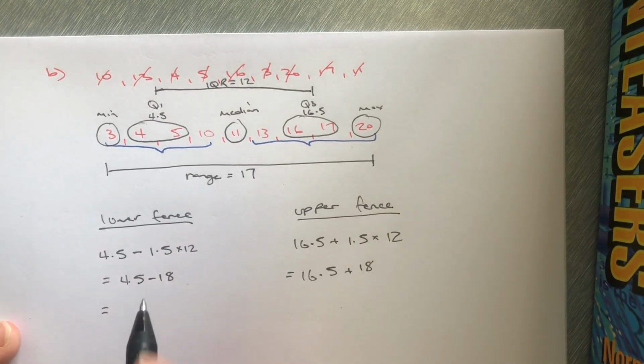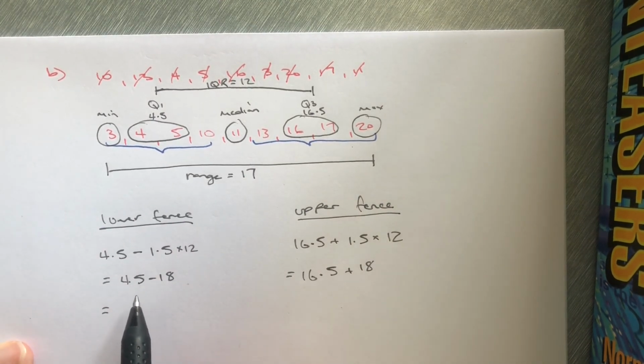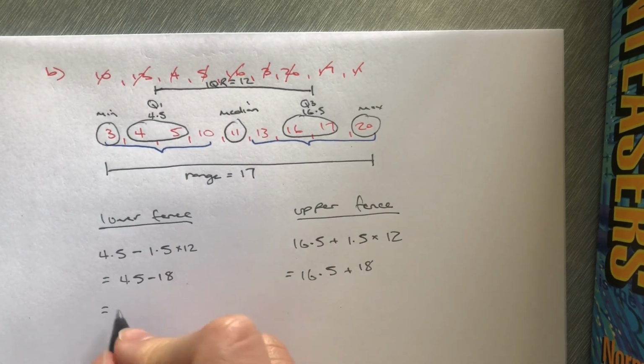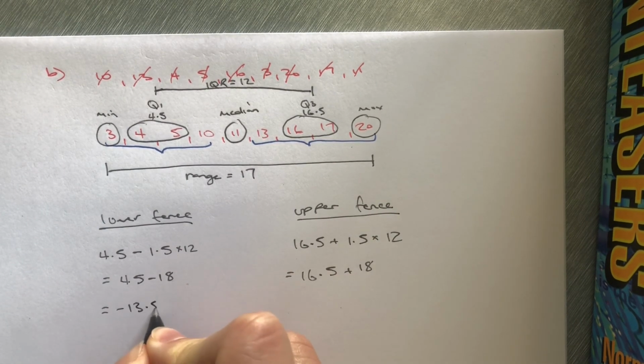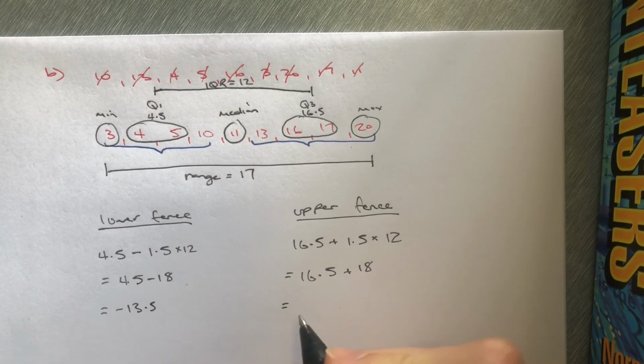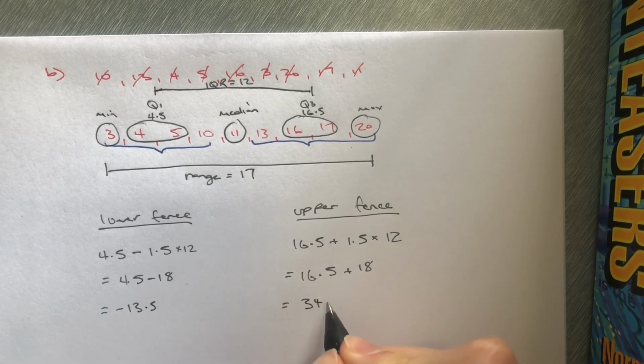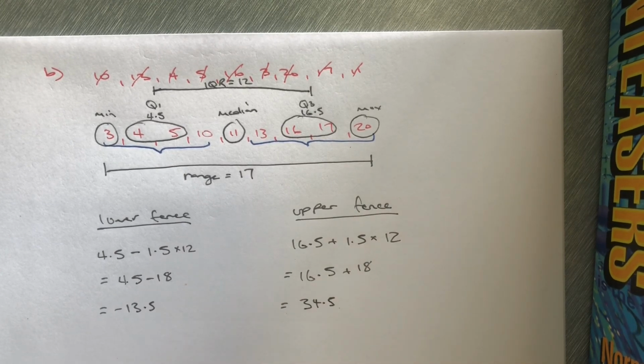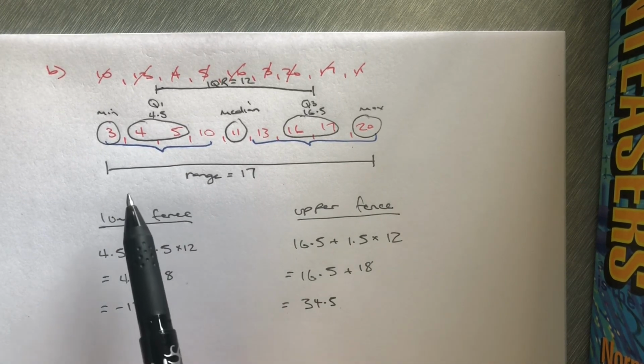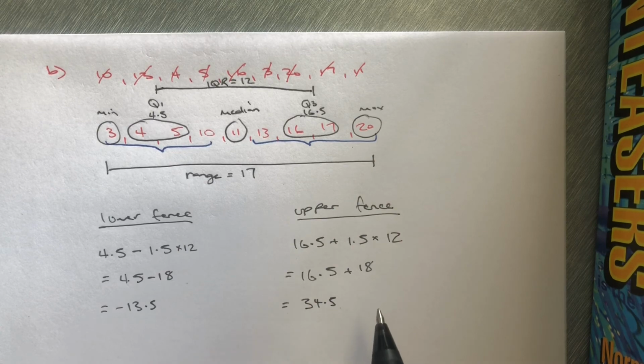Okay, so that's going to give us minus 13.5. And the other one is going to be 18 plus 16 is 34, plus 0.5 is 34.5. And we can see that none of the values are outside there. So we don't have any outliers for this one either.